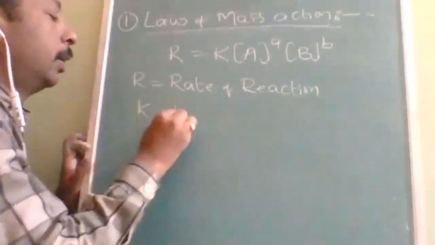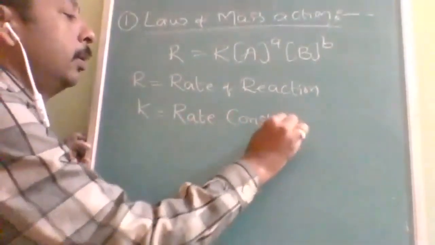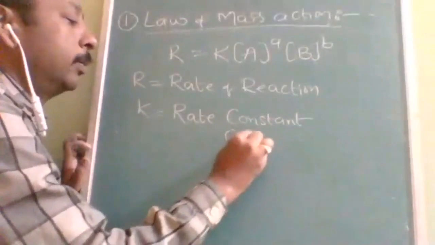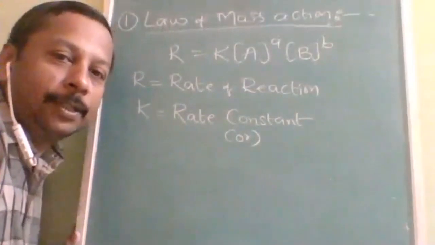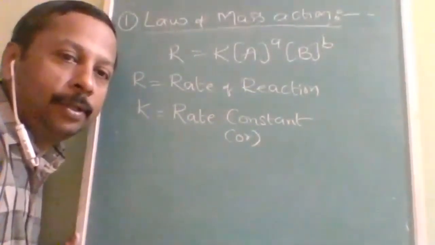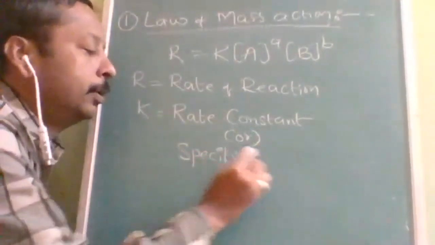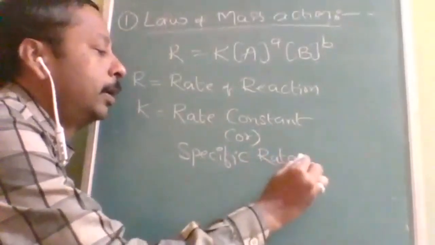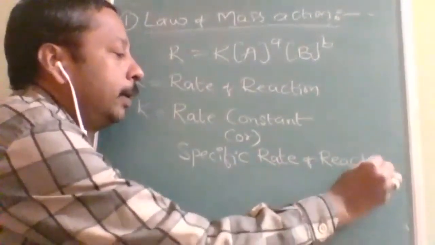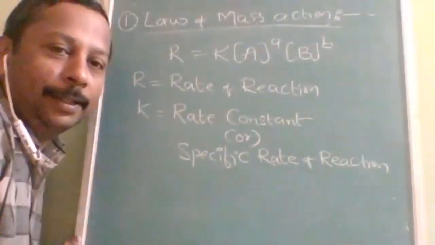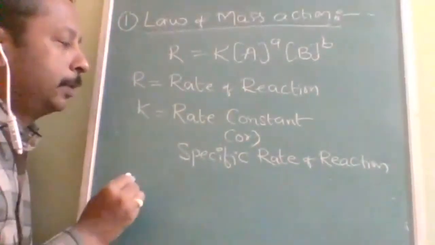So K is called the rate constant. What is it called? Rate constant. But sometimes, since everybody knows this, the examiner also knows. That's why they will use another word. What is that word? Specific rate of reaction. This appears to be rate of reaction, but it is not the rate of reaction. Specific rate of reaction is the rate constant. So what is this rate constant or specific rate of reaction?